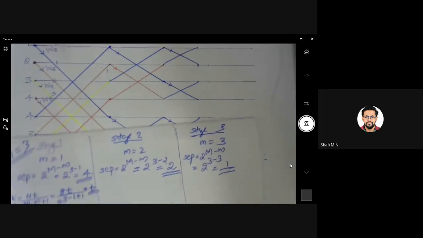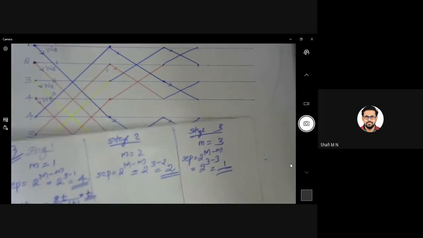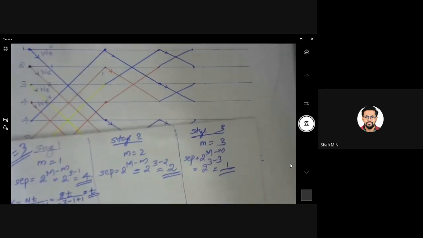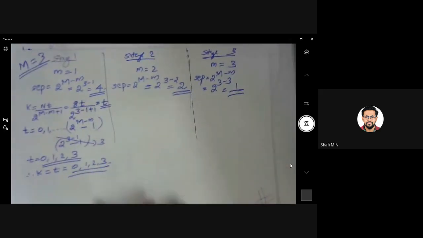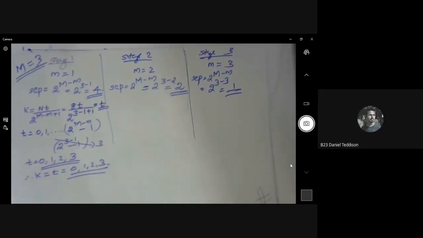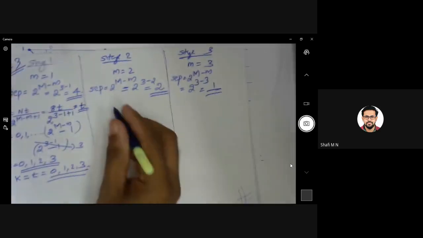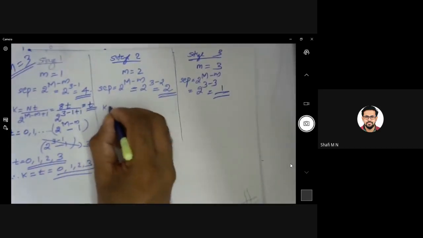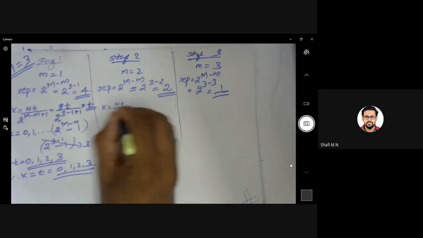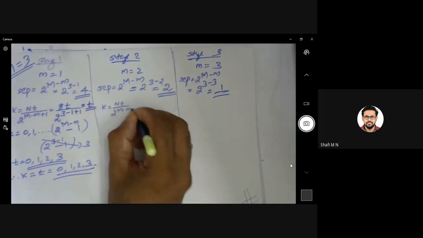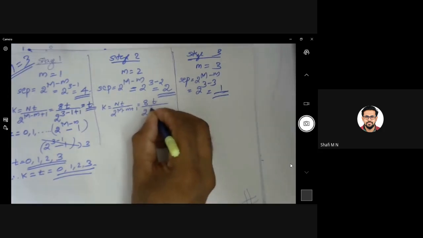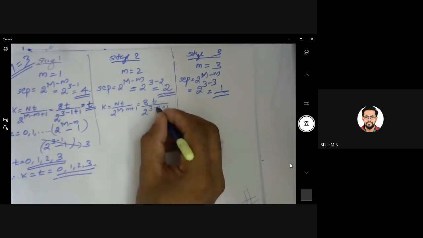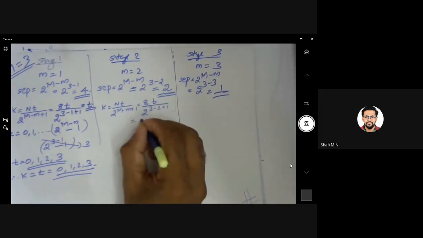Can I move to the next stage? Any doubts in this? Okay, so next, do the calculations. Nt by 2 raised to m minus s plus 1. Just substitute the values: 8t by 2 raised to 3 minus 2 plus 1. 3 minus 2 is 1. 1 plus 1 is 2. 2 squared is 4. 4 and 8 will get cancelled. You will get it as 2t.